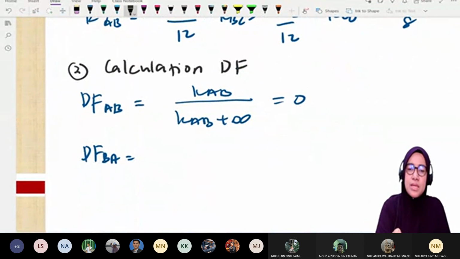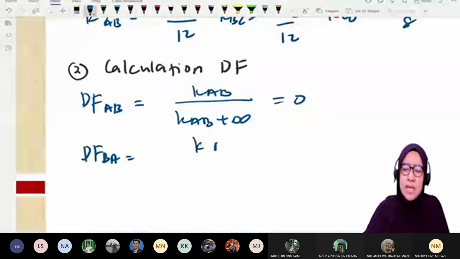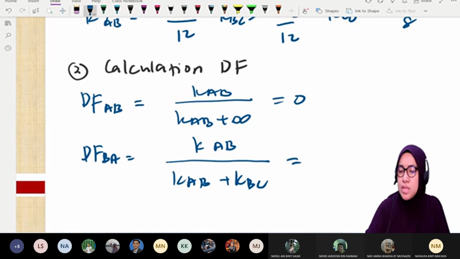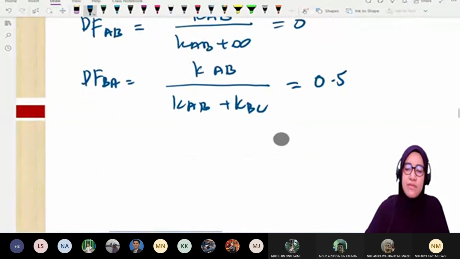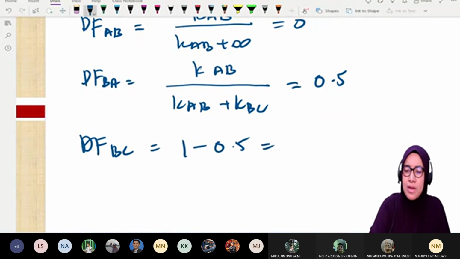This one, the formula is K. But there is no need to write the formula in too much detail, as it wastes time. Later we will do it the short way. So this is KAB, KBC, and it equals 0.5. And then DFBC is equal to 1 minus 0.5. We get 0.5 as well.